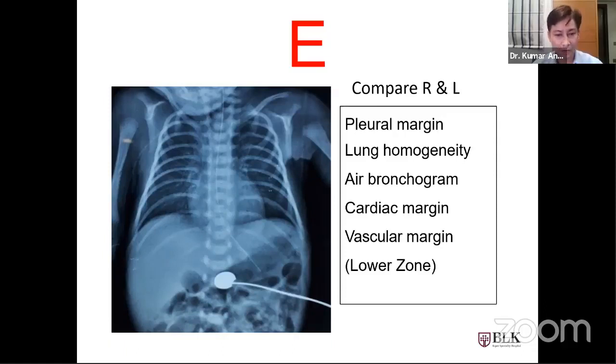Look at the air bronchogram, look at the cardiac margin. Any cardiac margin that is more prominent would suggest that there is more air on that side, even though it is inside the lung or not outside the pleura. Most of the time the vascular margin is not visible in the newborn. However, if you want to look for the vascular margin, you should look at the base of the lung. Near the base of the heart, you can find the pulmonary artery prominences, not on the apices of the lungs. If anything, prominent vessels over the apices would be pathologic.